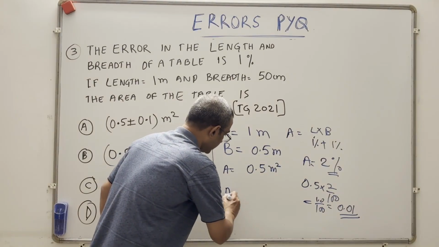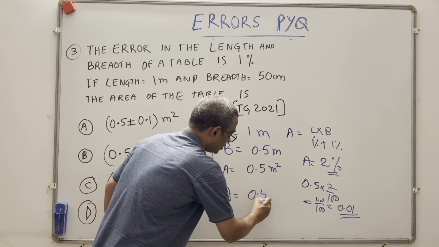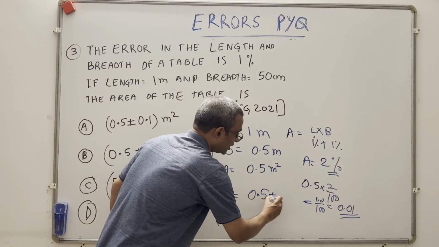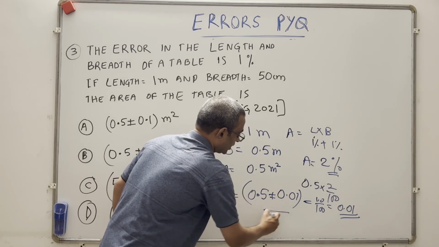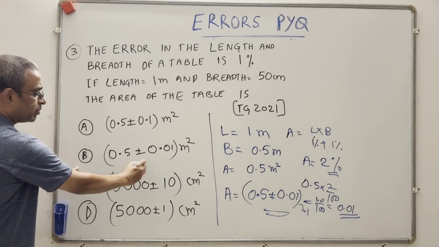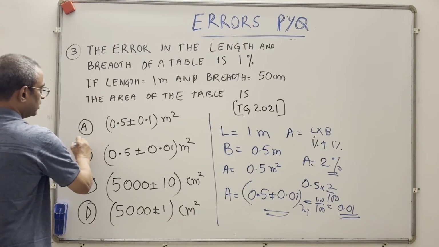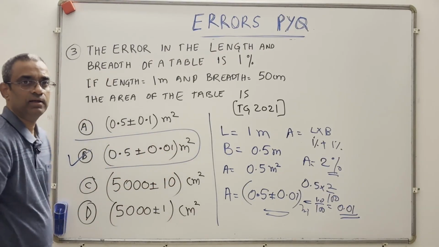So our final area with the error would be 0.5 plus or minus 0.01 meter square. This is our final answer.